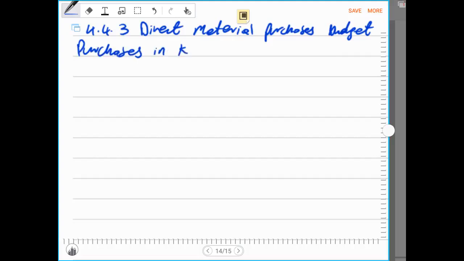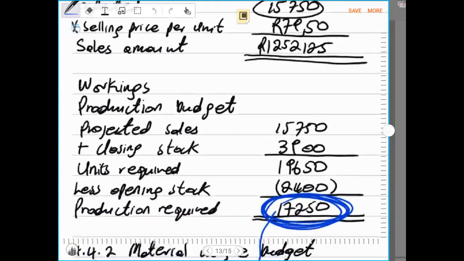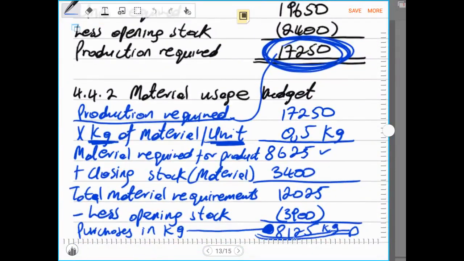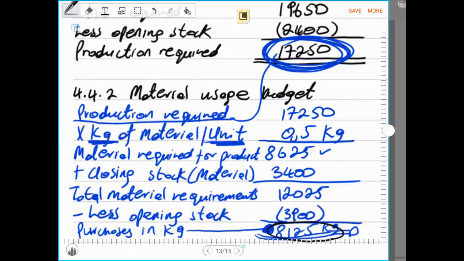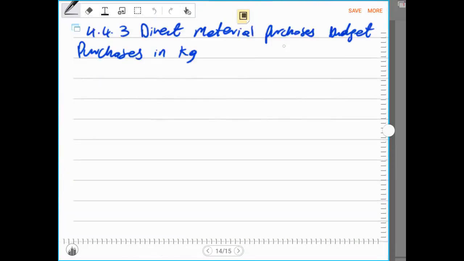Purchases in kgs. Remember, we need to buy 8,125 kgs of material. This is what we want to buy. Therefore, now we need to know their total cost. Then we have to multiply this by the cost of material per unit.